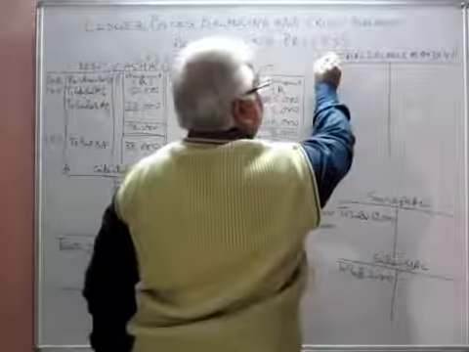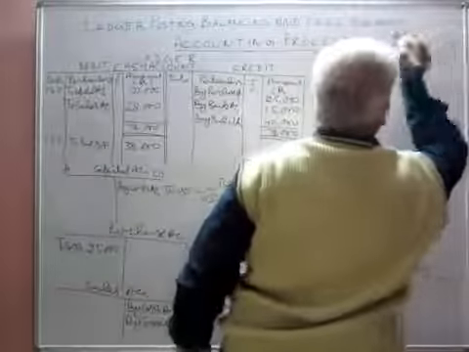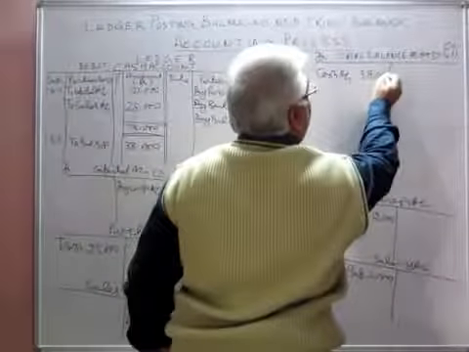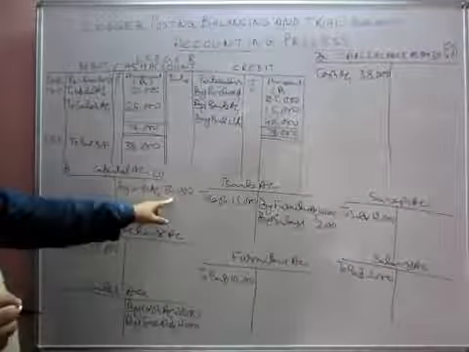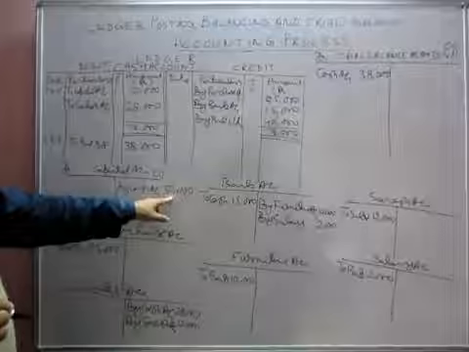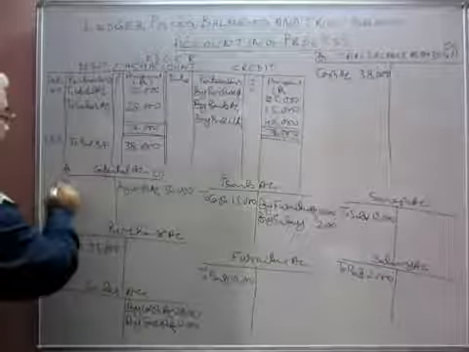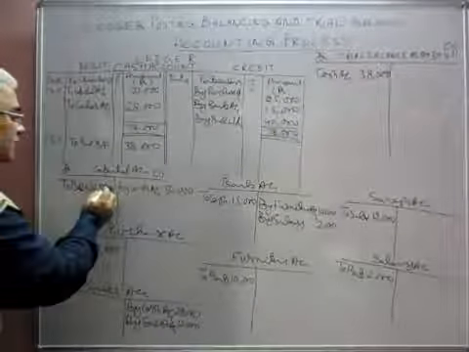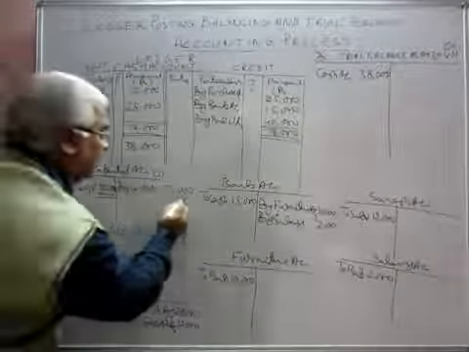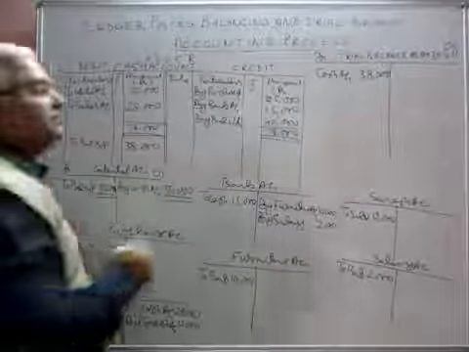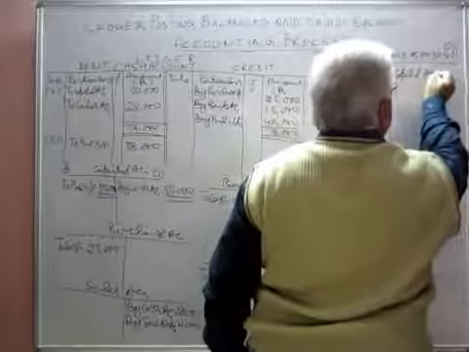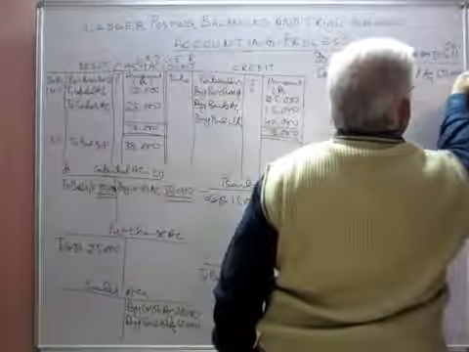And here it will be cash account 38,000. Now what about capital account? It has 50,000 to its credit. So to balance, carried forward 50,000. Now it is a credit balance. Capital account 50,000.